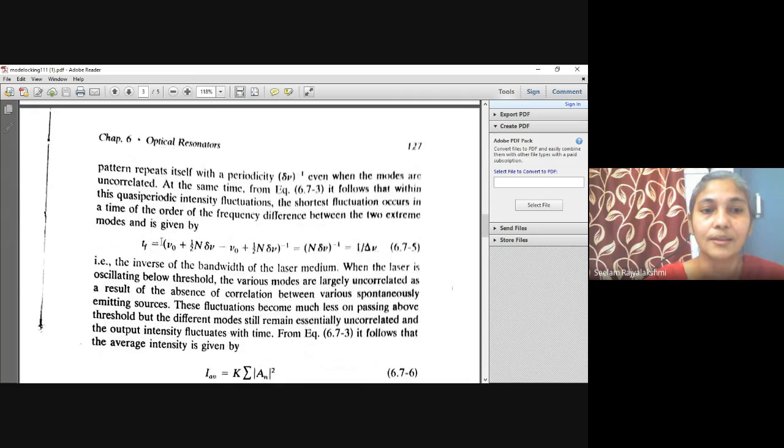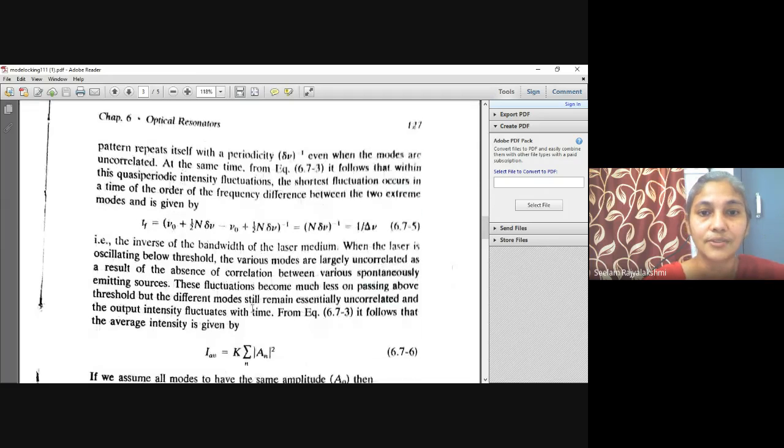So here the fluctuation time is 1 by delta nu, the inverse of the bandwidth of the laser beam, where the laser is oscillating below threshold. Various modes are largely uncorrelated as a result of the absence of correlation between various spontaneously emitting sources. These fluctuations become much less on passing above threshold, but the different modes still remain essentially uncorrelated, and the output intensity fluctuates with time.